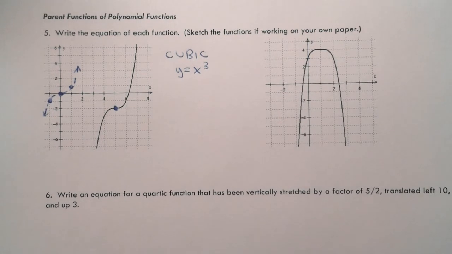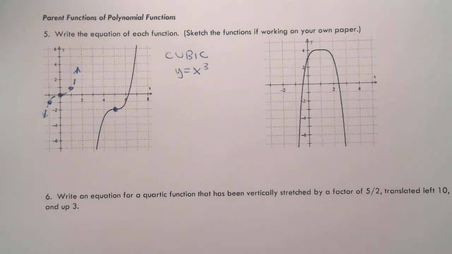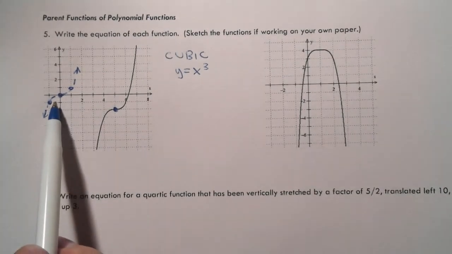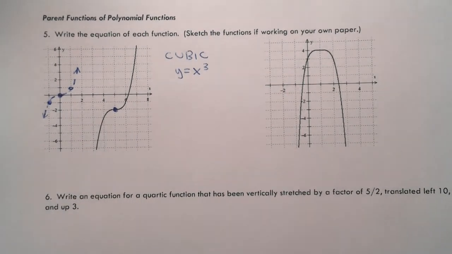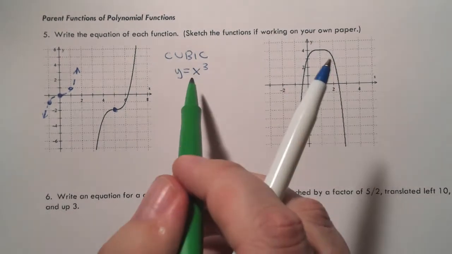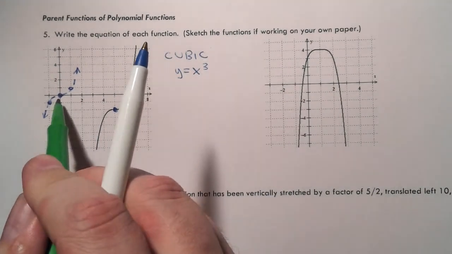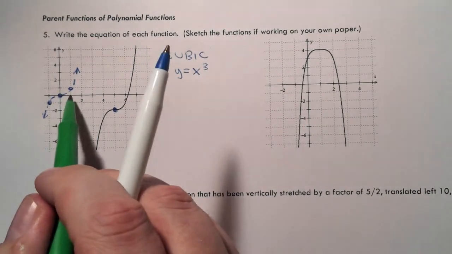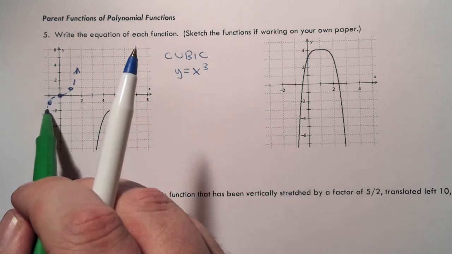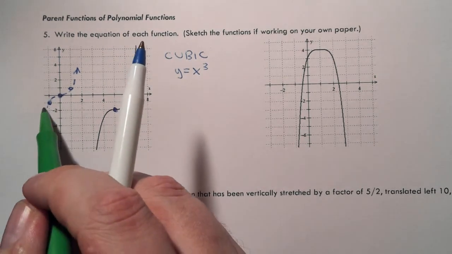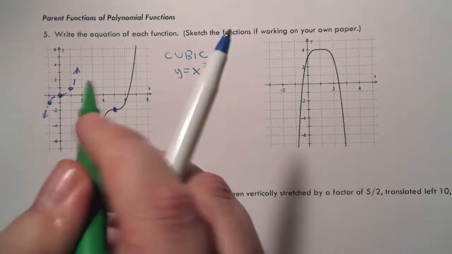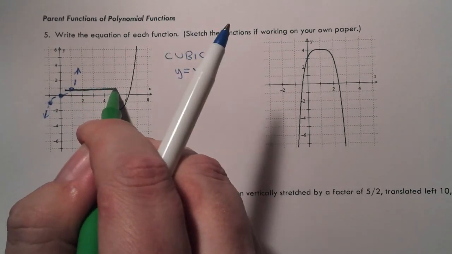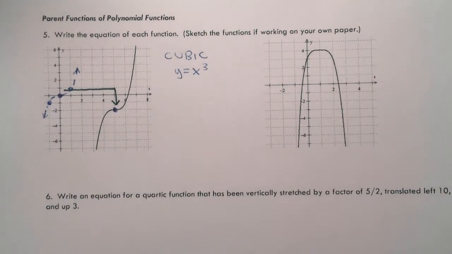So what I need to think about here is how to transform this parent graph, which I've already sketched, to get this. So I know that my parent cubic goes through the origin. The other points on it, if I cube 1, I get 1. If I cube -1, I get -1. So I get, again, this kind of wiggly graph. And I can see over here it appears like I've gone 5 to the right and 2 down.